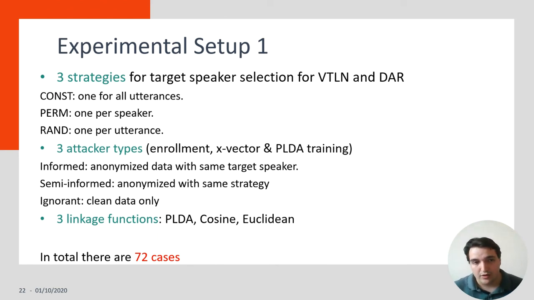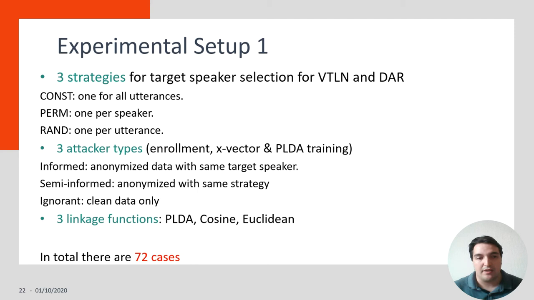You can also go further with attacker types. Here we're going to consider different attackers with different information about the anonymization method. And depending on the information the attacker has, it is going to anonymize its anonymous set accordingly, and also even train the X vector extractor and the PLDA model depending on this anonymized training data. In the informed case, the attacker knows the anonymization method and even the strategy and even the target selected by the anonymization method, which is quite strong and not really realistic, but this is to have examples of strong attackers.